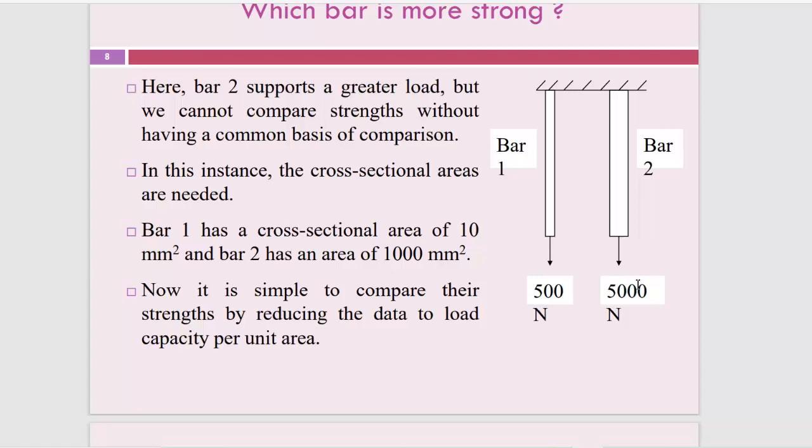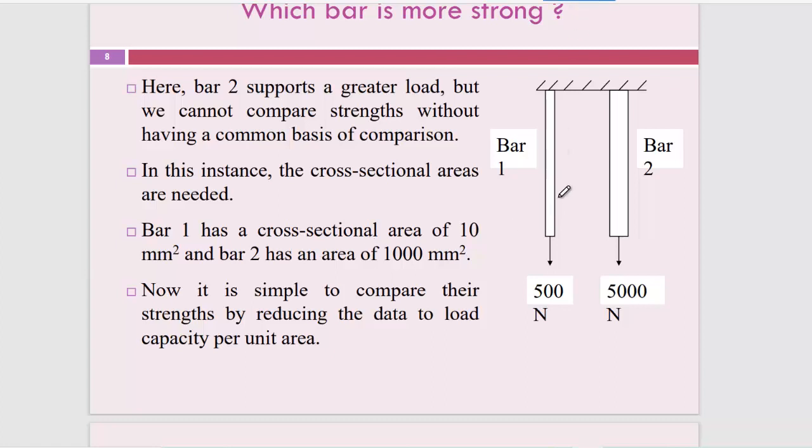So how do you decide which one is strong? That's why you need to find out the stress. Per unit area, which one is taking higher? Which one can take more? That would be stronger. So now we need the area. We cannot say bar 1 or bar 2. We need the area to compare this.